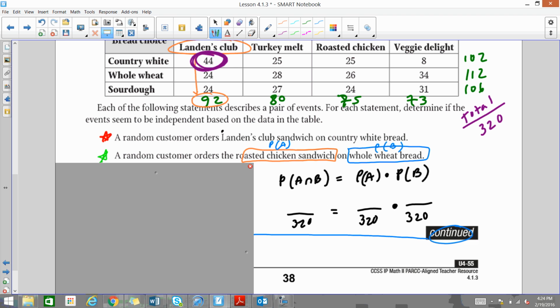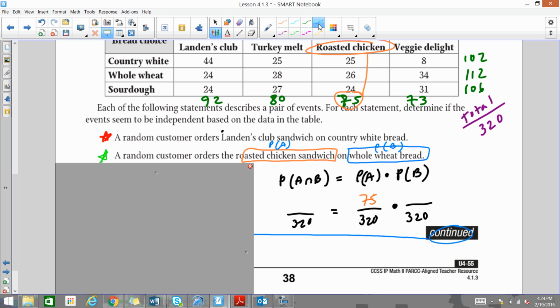So now we just need to find their individual events. So let's start with individual ones first. Let me get rid of Landon's Club. We're done with Landon's Club. Get out of here. Okay. And get rid of that. So now let's start with roasted chicken. So roasted chicken is right here. Well, how many total roasted chickens did we have? That's 75. So your first probability is 75 out of 320.